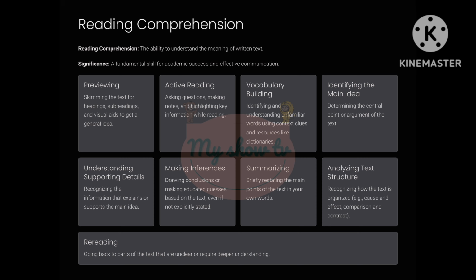4. Identifying the main idea. As you read, try to pinpoint the central point or argument that the author is trying to convey. What is the most important thing the text is saying? Often, the main idea is found in the introductory or concluding paragraphs, but it can be implied throughout the text.